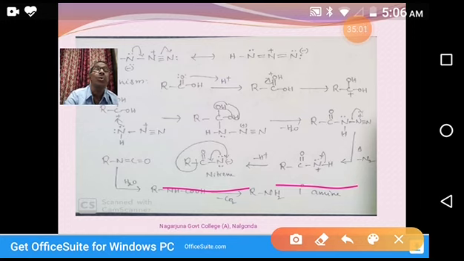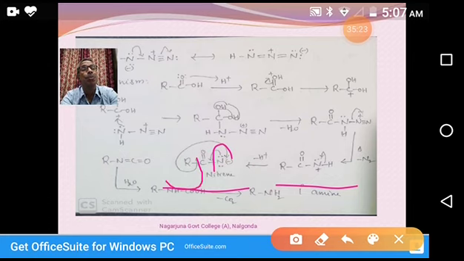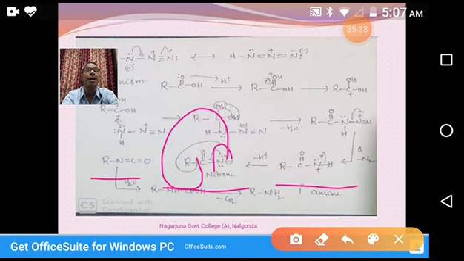Nitrene is also one type of reaction intermediate like carbocation, carbanion, carbene. So this is one more new reactive intermediate we come across in organic reactions. This nitrogen undergoes a rearrangement reaction, this electron pair moving towards the carbonyl carbon. At the same time, this R group is shifting from carbon to nitrogen along with its electron pair. So due to this specific rearrangement reaction, we are getting isocyanate.